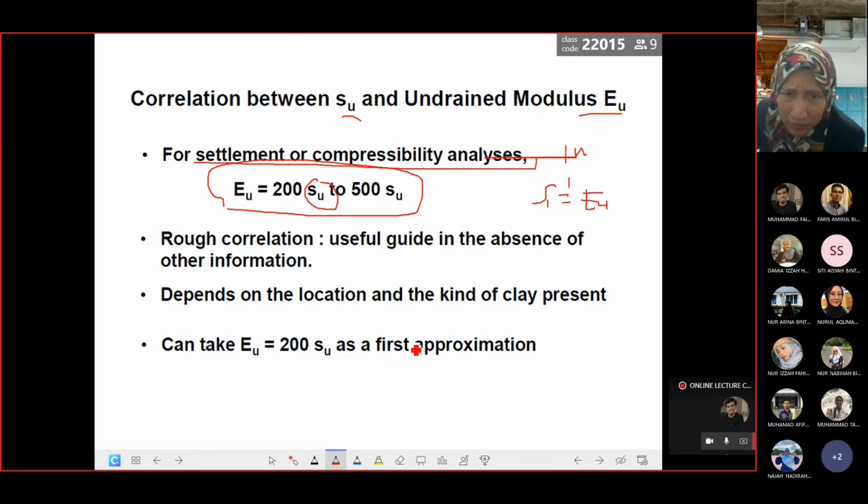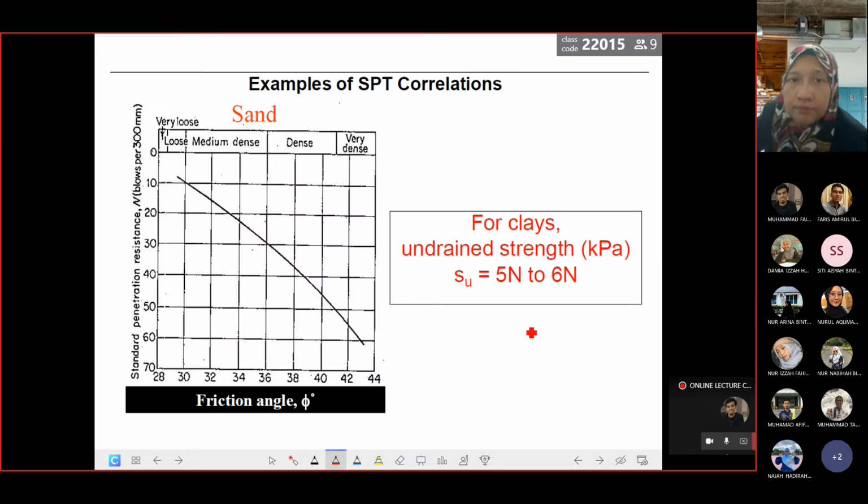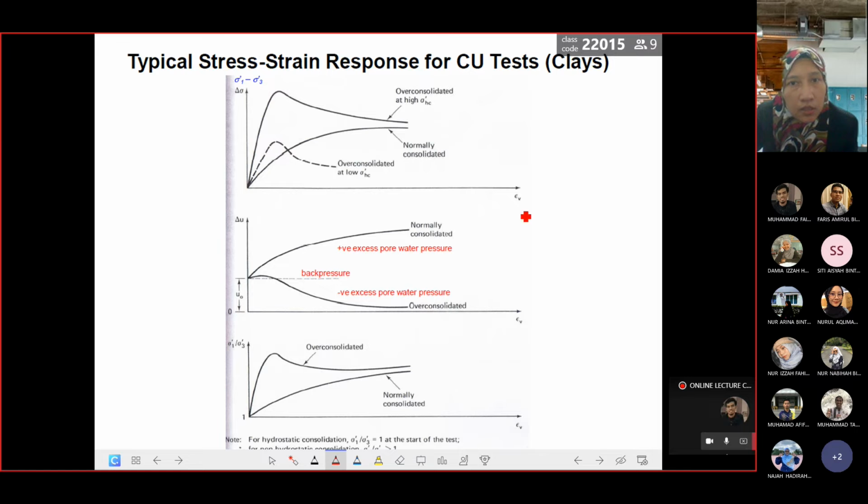Okay, yang ni pun yang saya mention tadi lah, location and the kind of clay present, sama ada NC ataupun OC, overestimated ataupun underestimated of the strength. Okay, somehow yang ni pun SPT ni saya rasa benda yang common. Kalau kata you nak dapatkan nilai Su daripada SPT pun boleh, CPT pun boleh. Cuma yang ni saya tak explain dengan lebih details lah.